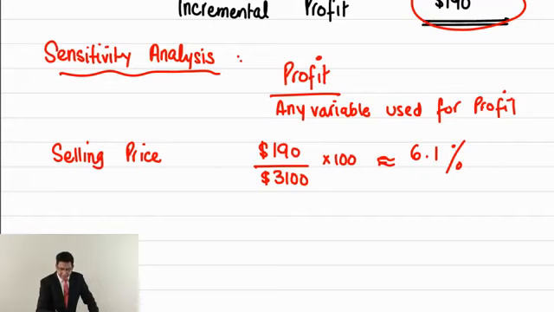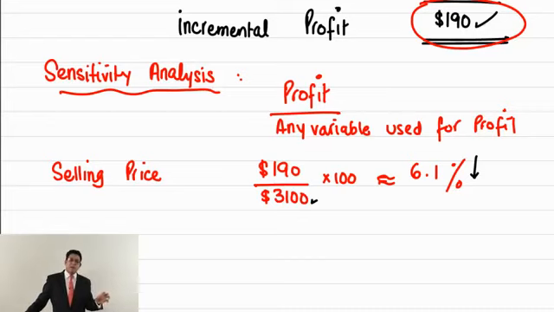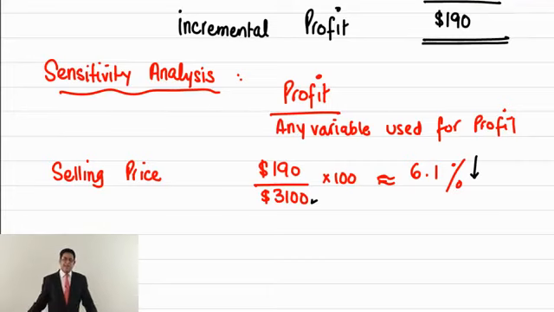Meaning is that if the selling price, which we think at the moment is 3,100, what if the selling price decreases by 6.1%? At the moment, profit is $190, and if the price drops by 6.1%, this incremental profit will go down to 0. There will be no more profit left if the selling price of A plus drops by 6.1%. And if the selling price of product A plus drops by 6.2% or more, this incremental profit of 190 will be converted into a loss.